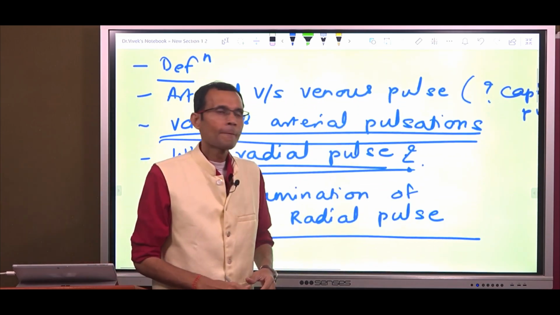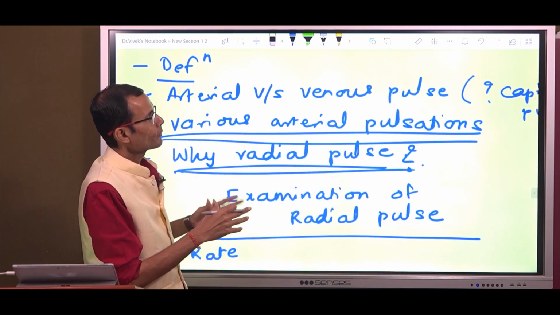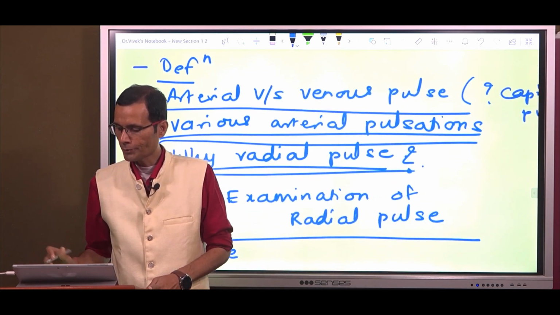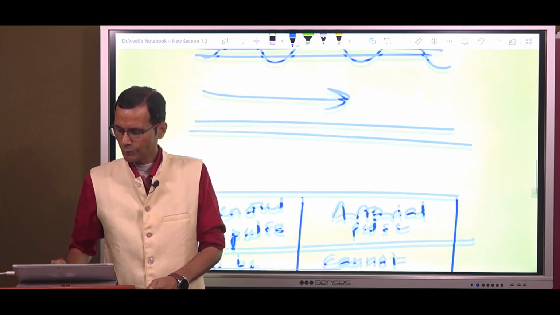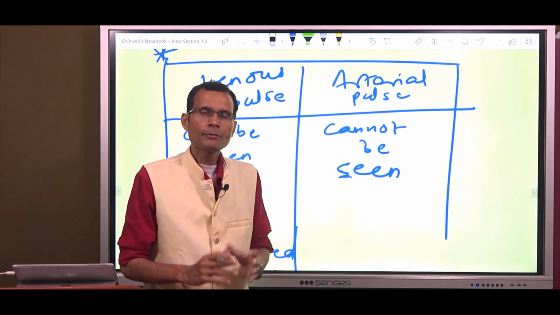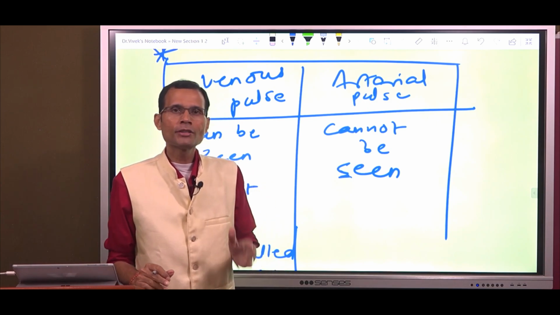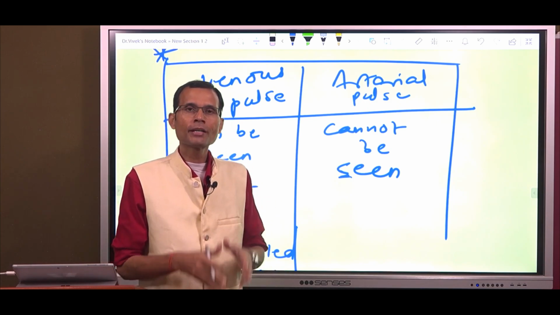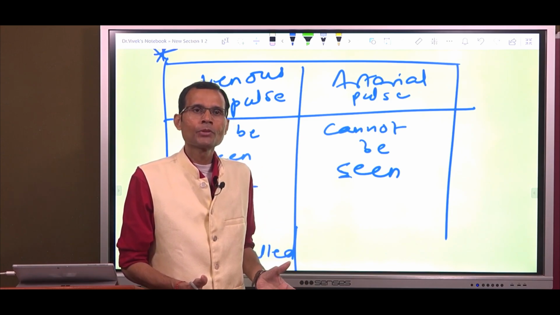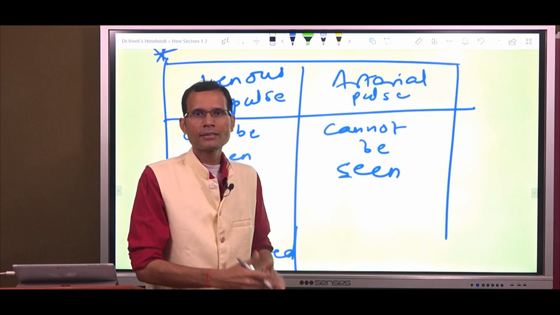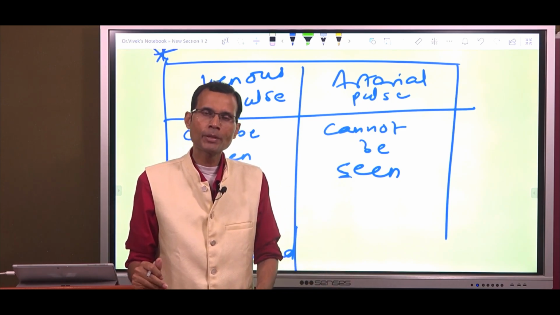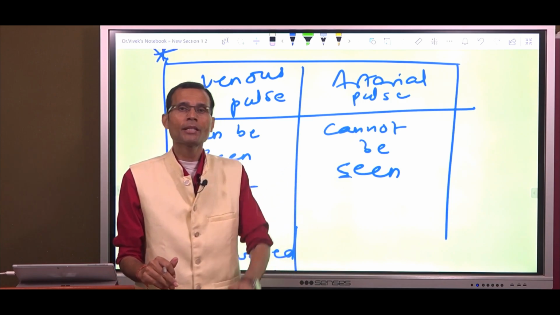Next point, whether it's an arterial pulse or a venous pulse. What are we talking about here? Let's first try to understand. Whenever the heart goes in systole, whenever the ventricles go in systole, that pressure wave will be generated and it will appear as the pulse everywhere in the body. So there will be arterial pulse, there will be venous pulse, there will even be capillary pulsation.